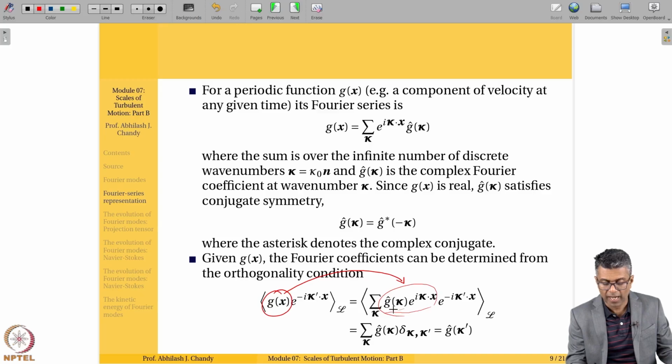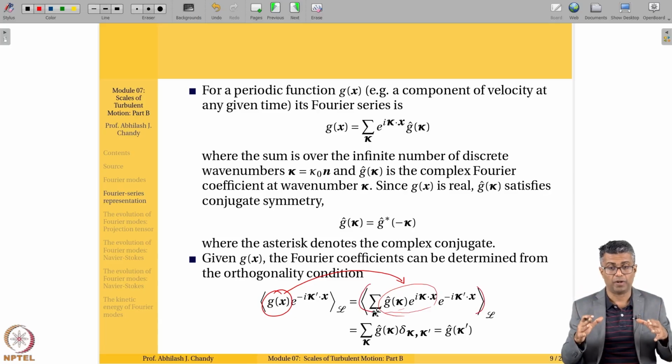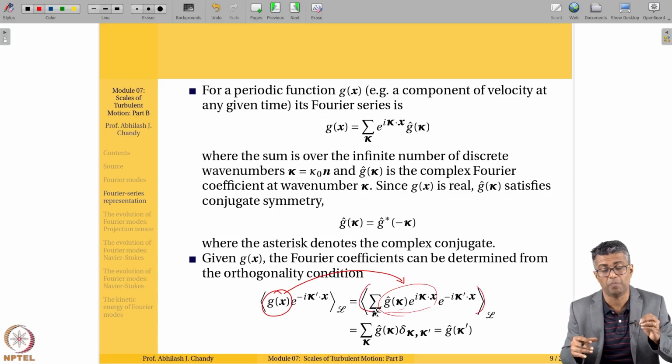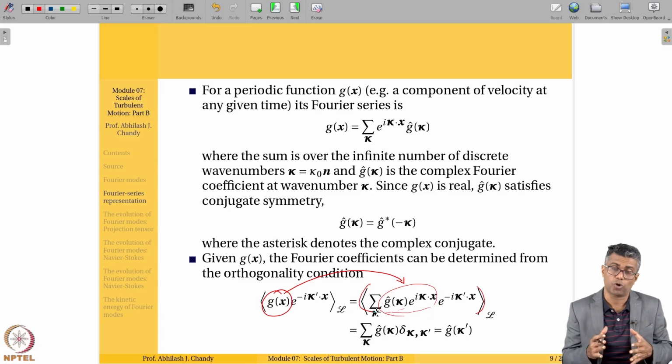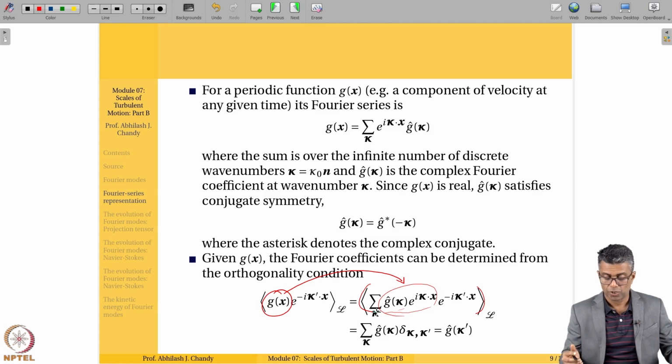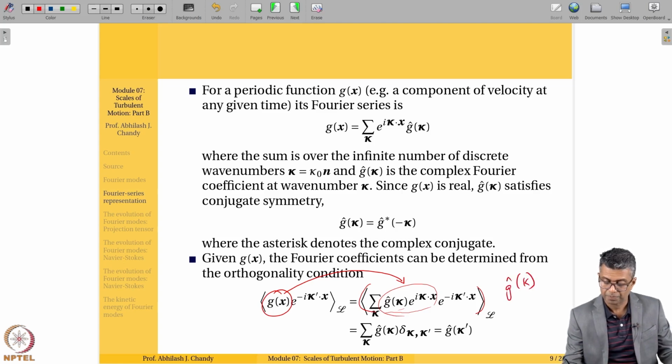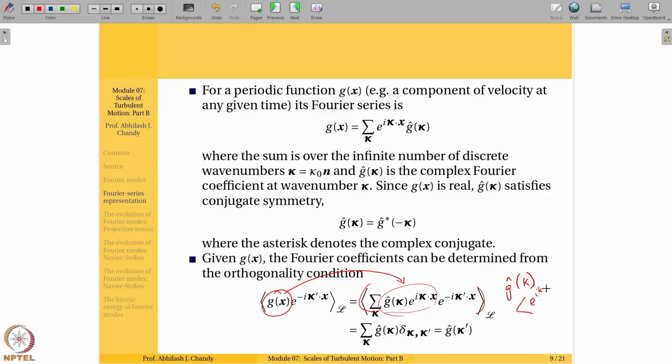I can take the g hat of kappa out of this volume integral. Why? Because the volume integral is physical space based, and g hat of kappa is Fourier based. So g hat of kappa is a constant with respect to the physical space, and I can take it out of the volume average. Then what I get is g hat of kappa multiplied by the volume average of e to the i kappa dot x times e to the minus i kappa prime dot x. Isn't it? Volume average. So this becomes, there you go, the Kronecker delta.